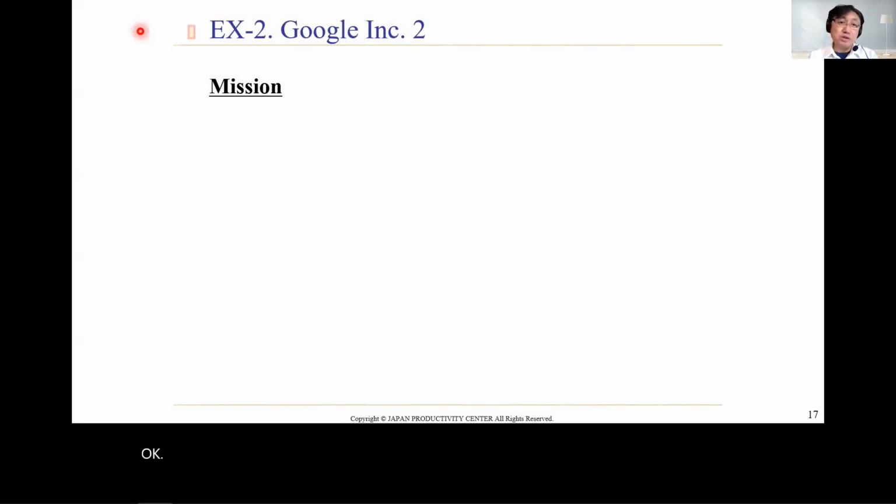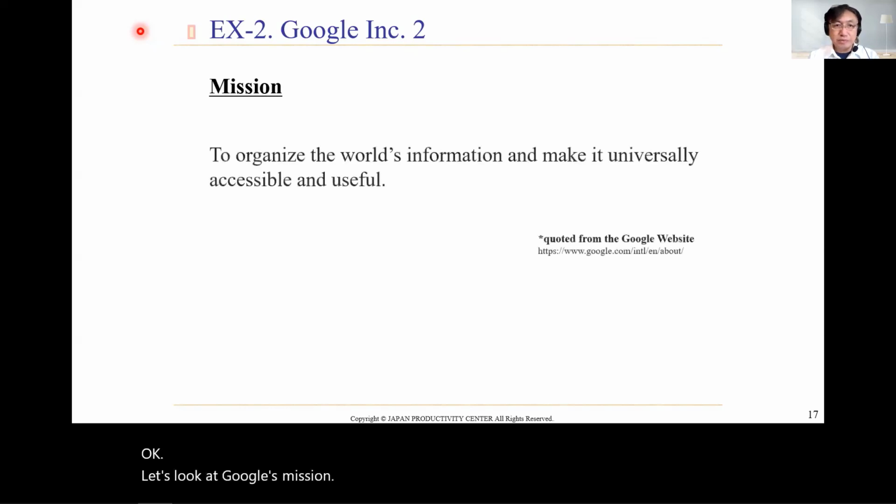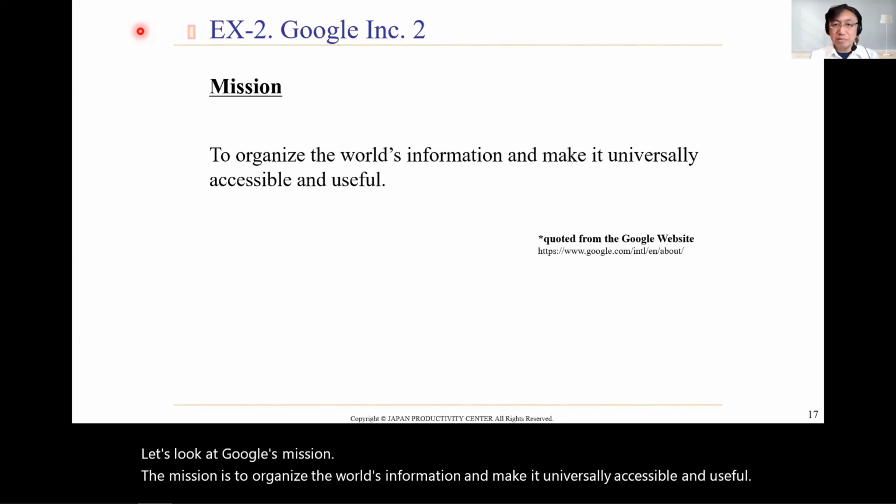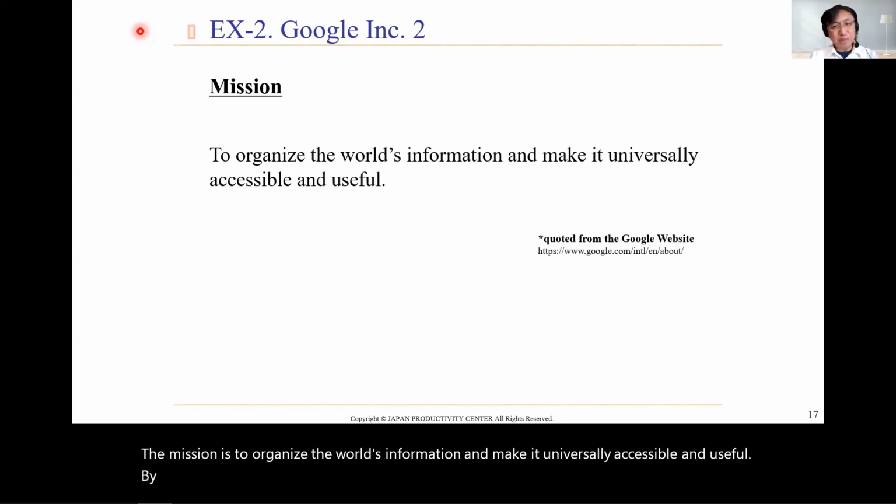Let's look at Google's mission. The mission is to organize the world's information and make it universally accessible and useful. By this mission, Google firmly declares that their primary field is information.